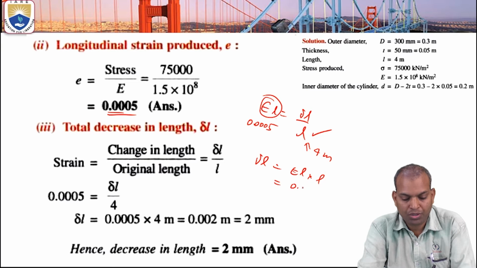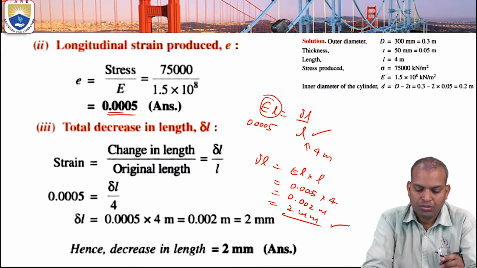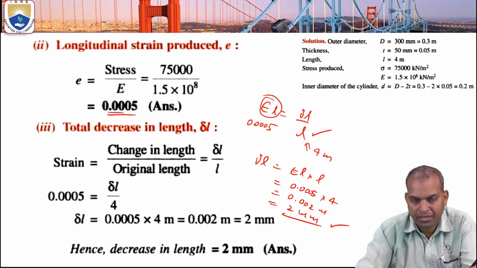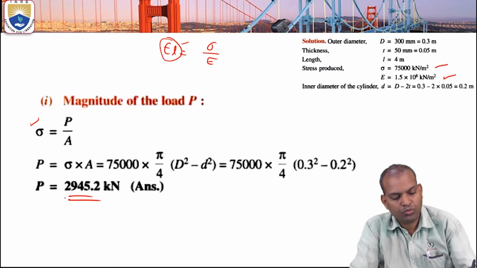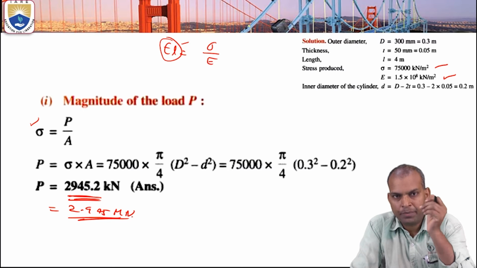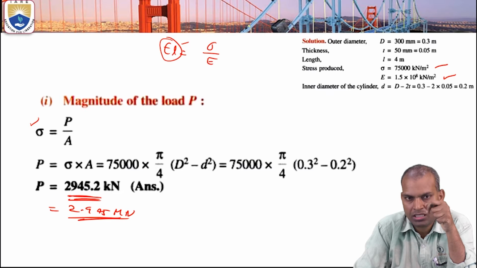The epsilon L is 0.0005 and L is 4 meters. Then delta L is 0.002 meters, that is 2 millimeters. 2 millimeters is the decrease in length when the load is applied. The total load applied here is 2945.2 kilonewtons, that is 2.945 meganewtons. This much load is applied, and the deformation, the decrease in length, is 2 millimeters.